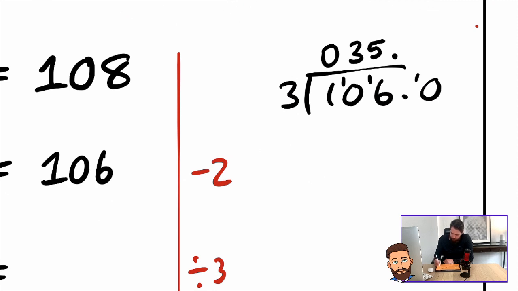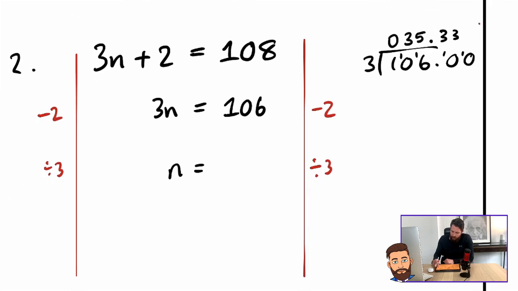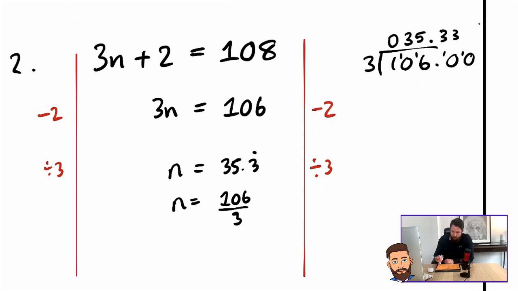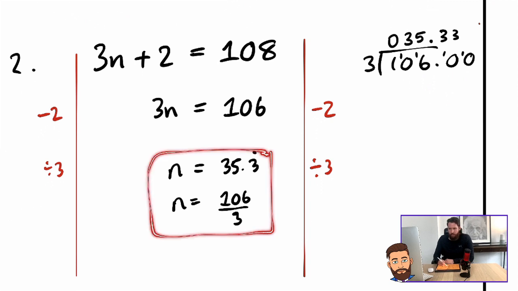So as you can see now, because it didn't go into 16 whole, I'm starting to make a decimal. So this would be 3 into 10 goes 3 with 1 left over. I'm putting these zeros in as placeholders, so I can see that it's just going to keep recurring. So my answer is not a whole number. I can either write 35.3 recurring, or I could say n equals 106 over 3. We can leave it as a fraction. Both of those are correct, but as you can see, n is not a whole number.